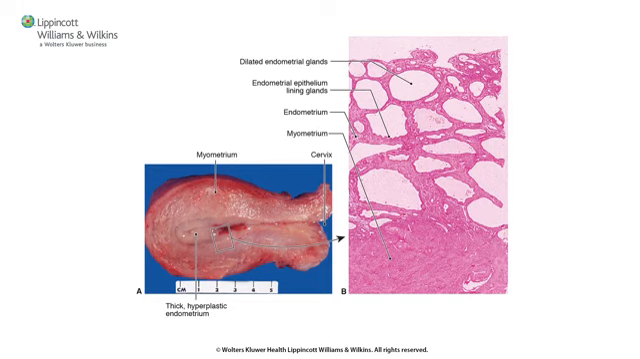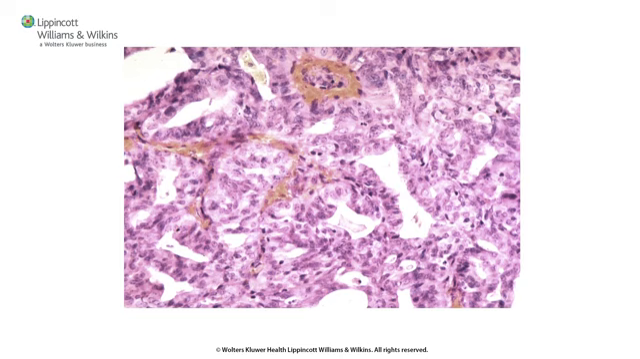This is endometrial hyperplasia. On the left, you have the gross specimen, and it's noted that the endometrium is thick and hyperplastic. When you look under the microscope, you see that there are a lot of dilated glands with not very much stroma in between them. And then, this is endometrial carcinoma. You can see some glands, but I think you can tell they're disorganized, in disarray.